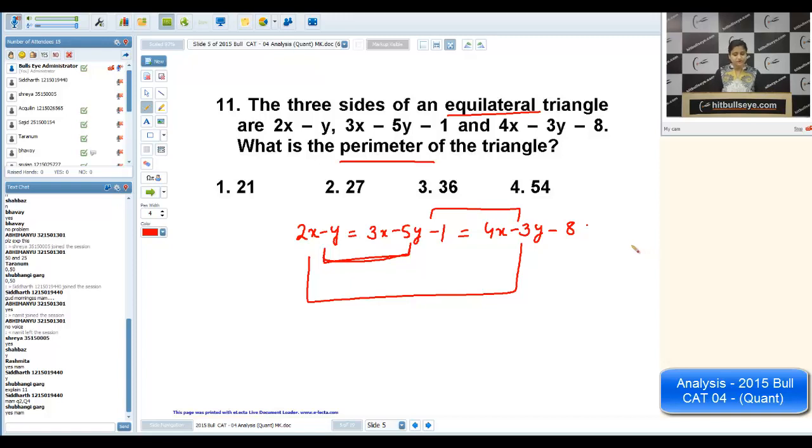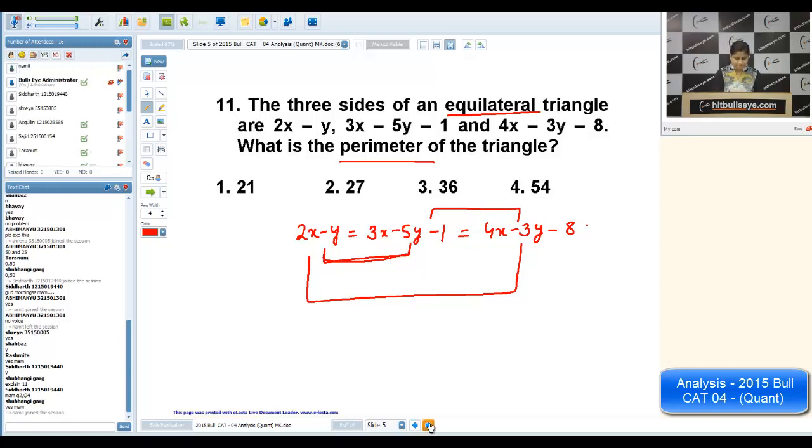The main confusion in this question was that the given things are lengths, not the equation of a line. They are lengths. 2x minus y is not an equation; this is a length. Okay, moving to the next question.